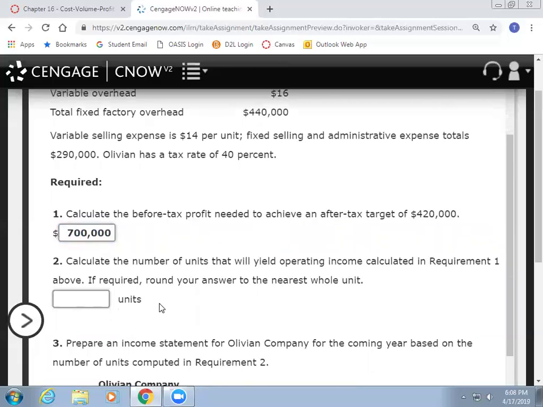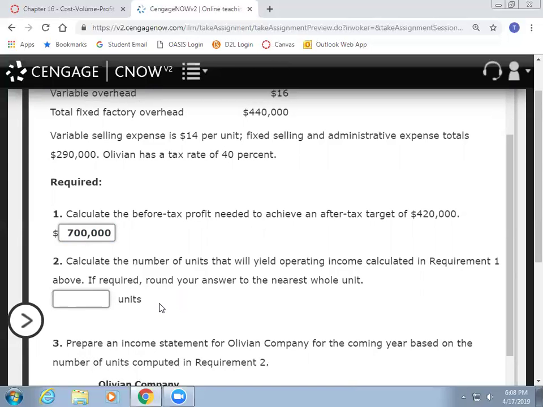Number 2, part 2 says, calculate the number of units that will yield the operating income calculated in requirement 1 above. Okay. So all they're asking us there is to calculate the target volume in units, right? So that was just like the last one. When you use the target volume in units, you're always going to go off of the before tax profit. If you've noticed, we haven't seen taxes in any of our income statements. It's just operating income. So when you're looking at target volume, always do before tax income.